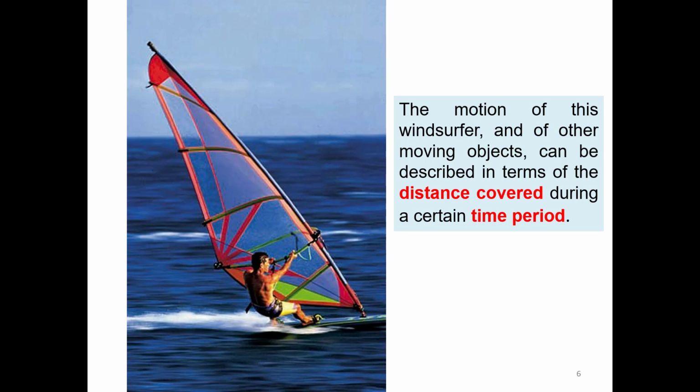And in general, we can describe the motion of any object if we know the distance and we know the time. For example, we can describe the motion of these windsurfers if we know the distance and the time, because if we know the distance and the time, we will also know the average speed.